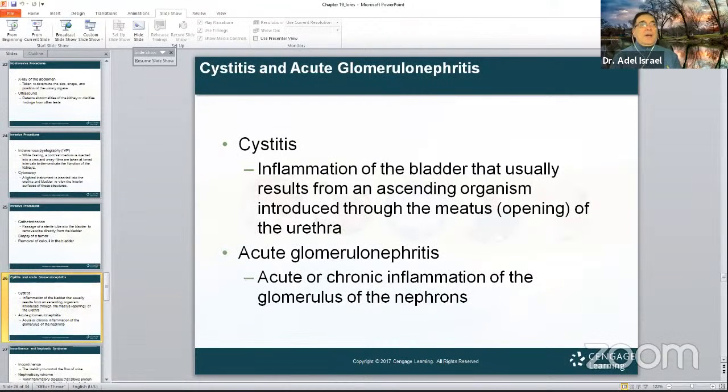After that, we have another disease, which is acute glomerulonephritis. What is the word acute? Acute means all of a sudden. It is rapid onset, not like the chronic. The chronic takes a long time to happen.